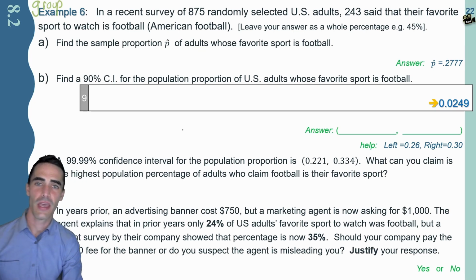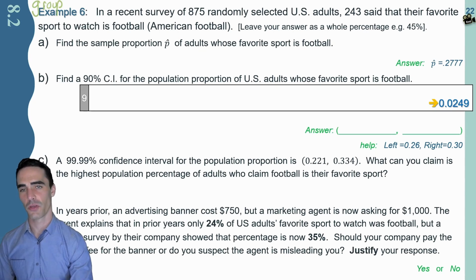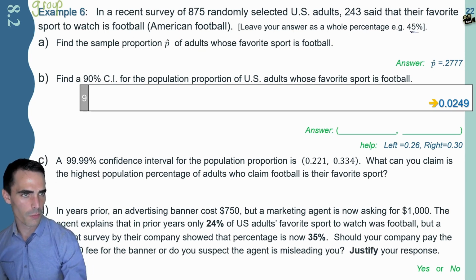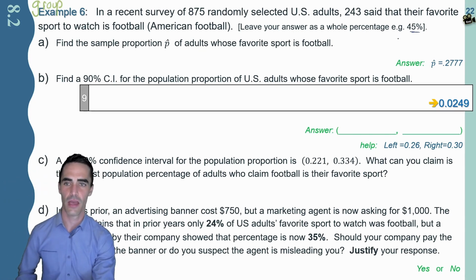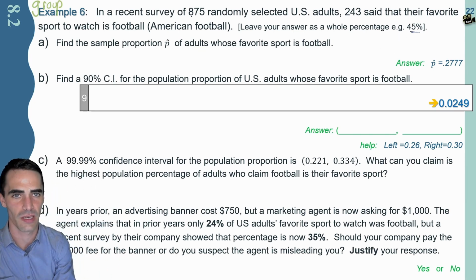Last example. In a recent survey of 875 randomly selected U.S. adults, 243 said that their favorite sport to watch was football, and that's American football. We'll leave our answers as whole percentages, something like 45%. Let's dive in. First, let's start off with this sample they talked about.